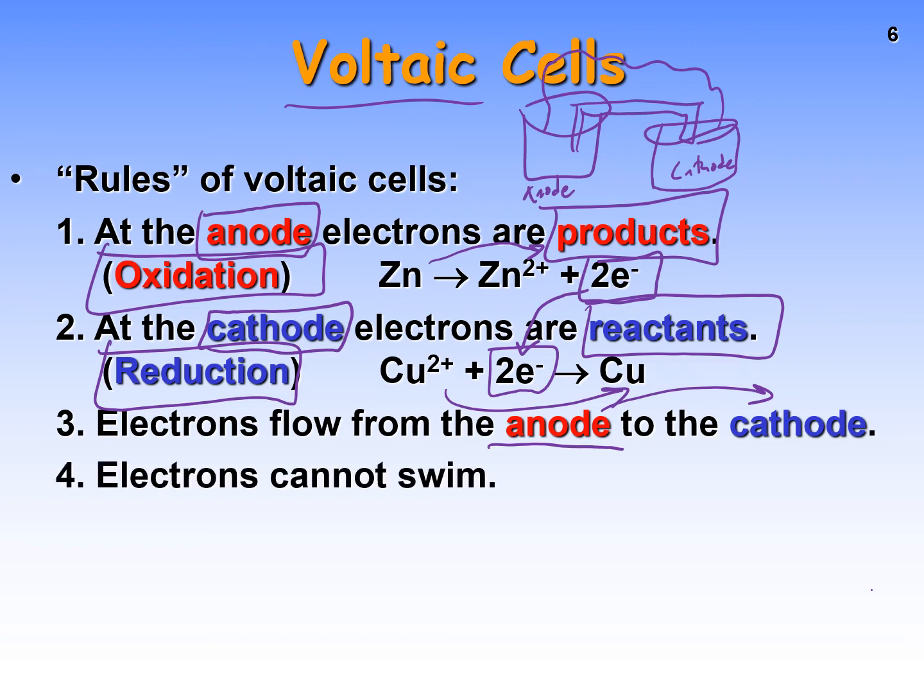Finally, electrons can't swim. Once the electron goes here, it's not going to swim through this salt bridge. That's not going to happen. Electrons have to stay in the metal bars or the wire that is attached to those bars. The electrons can't swim. They can't be in the solution. If you have any questions, let me know.